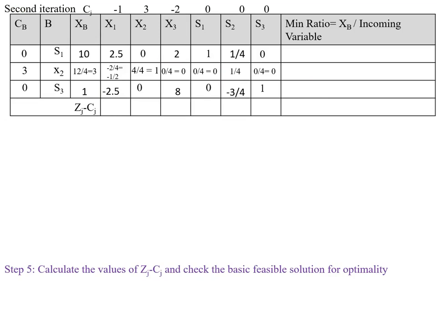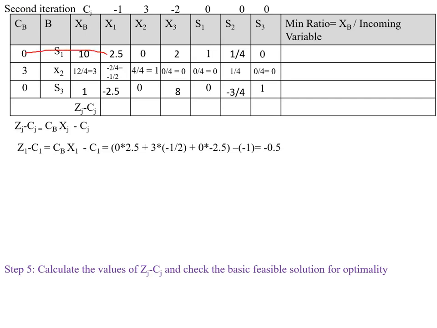Here once again we have to determine the Zj minus Cj values. So Z1 minus C1 will become the CBx1 minus C1. So CBx1 will become 0 into 2.5 plus 3 into -1 by 2, 0 into 2.5 minus C1. Here C1 value is the -1. So minus of -1. So this value we will get the minus 0.5. So enter the Z1 minus C1 value here, that is the minus 0.5.